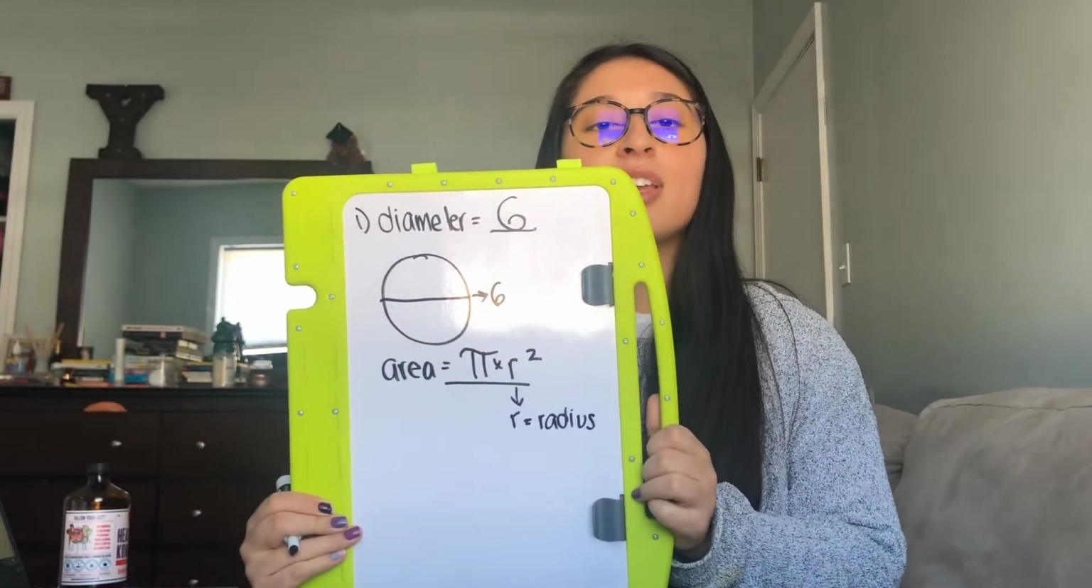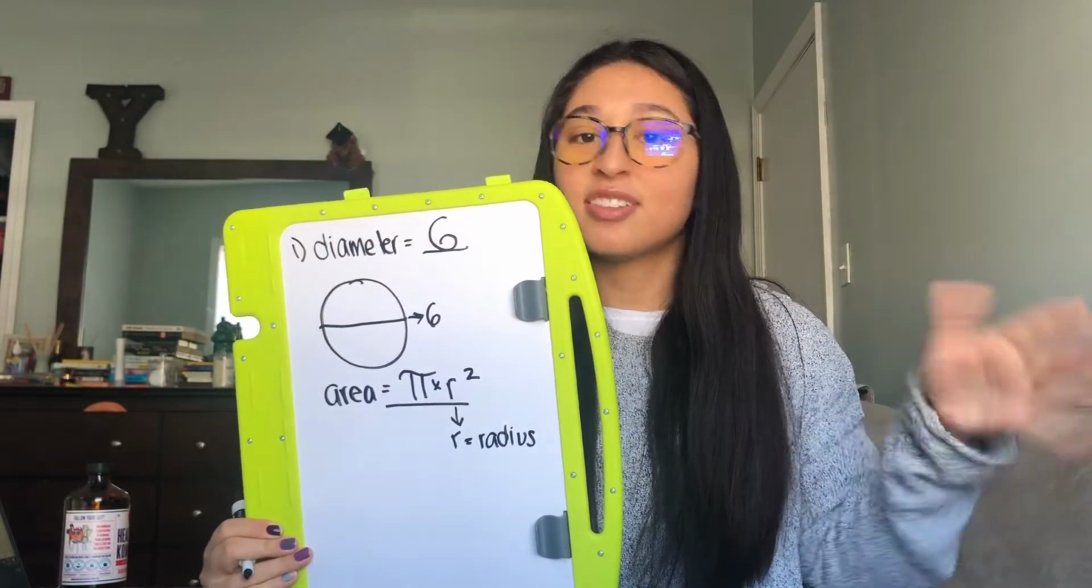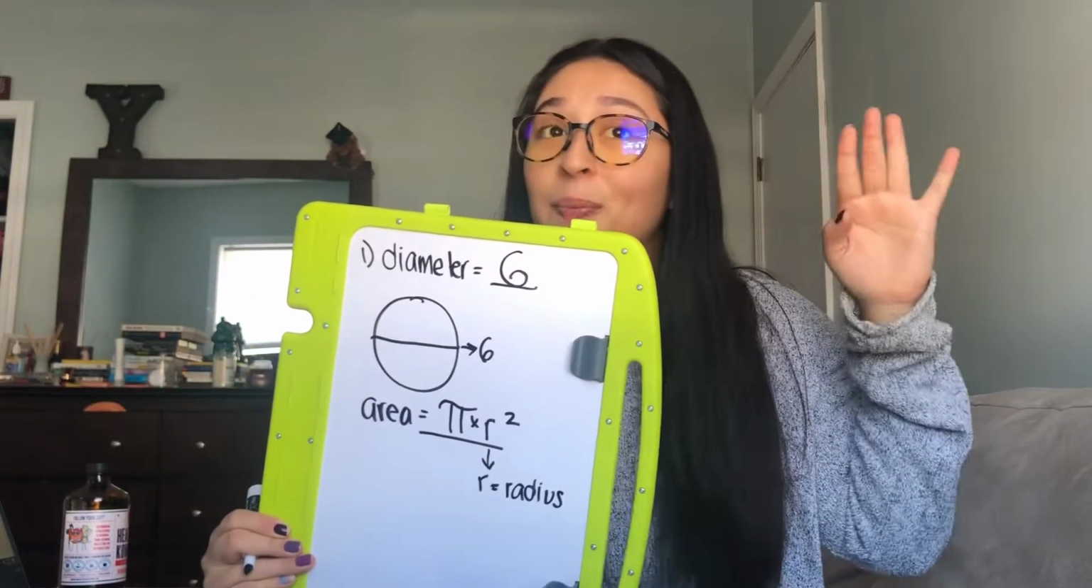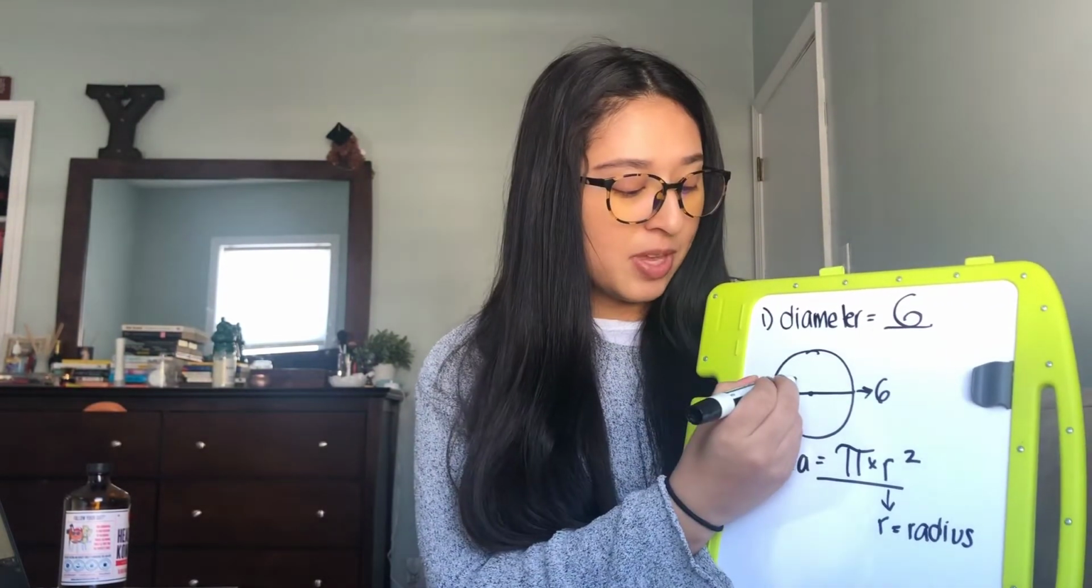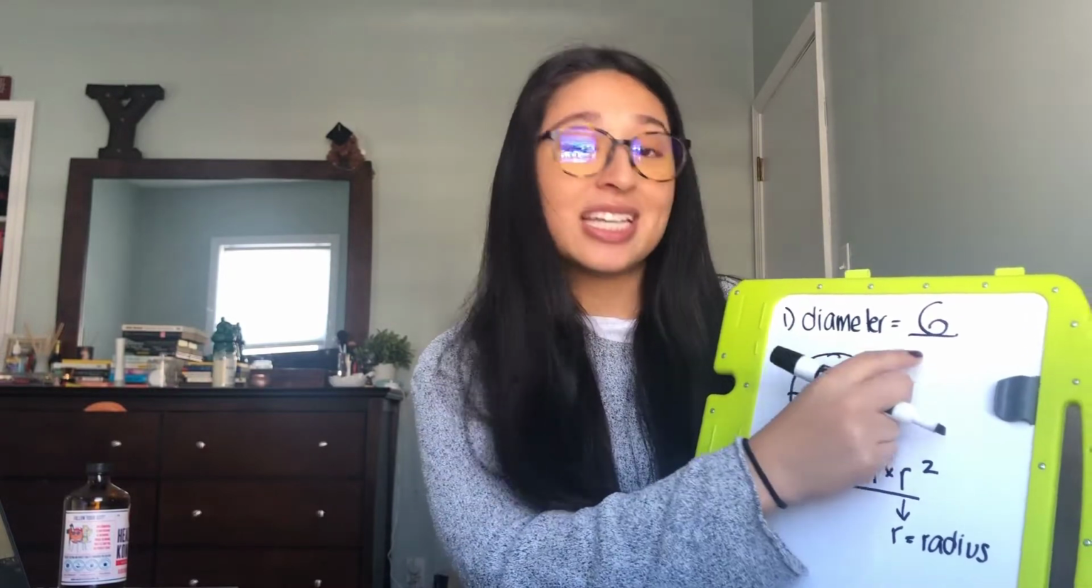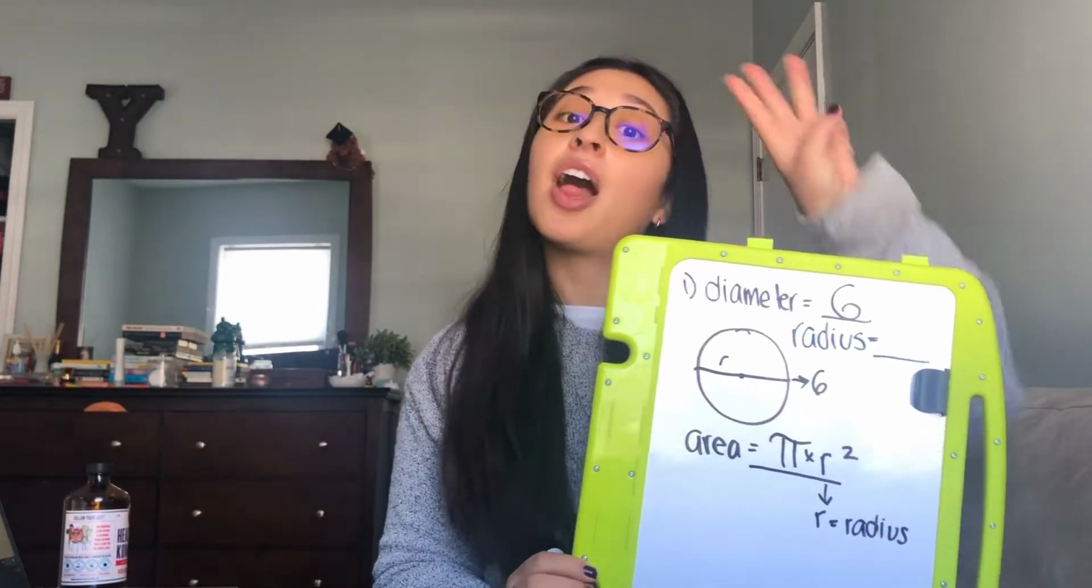Now, what is r? How do we find r? What does r signify? Well, r is going to be the radius. Right? And what is the radius? Half the diameter, right? The radius is going to be from any end point of the circle to the center. That is going to be r. So if my diameter is 6, then my radius has to be 3.